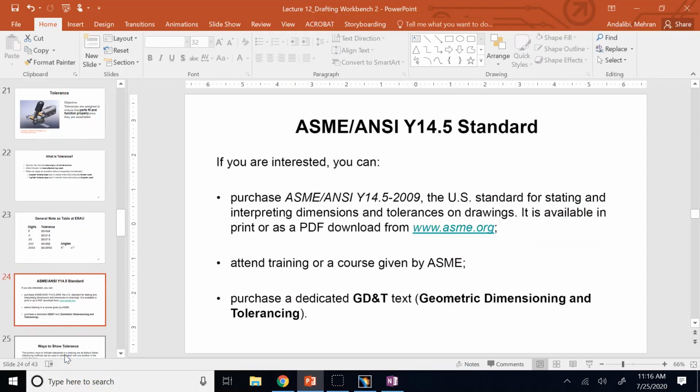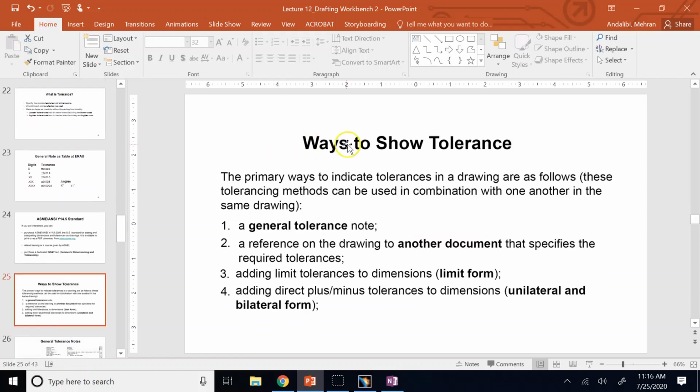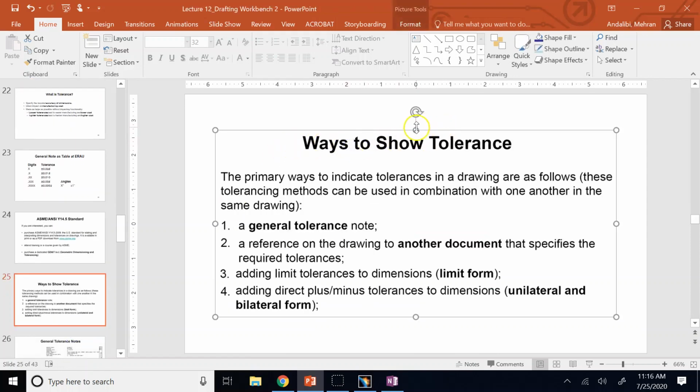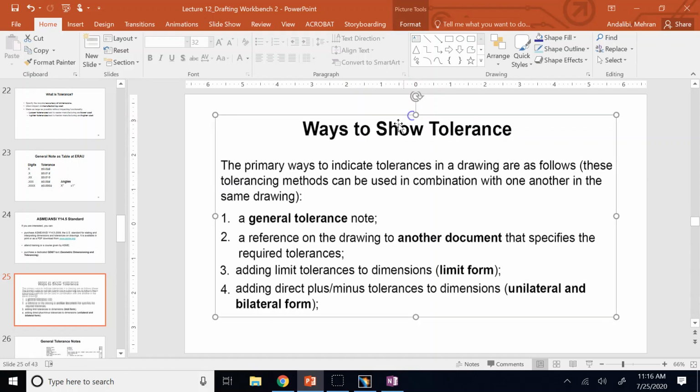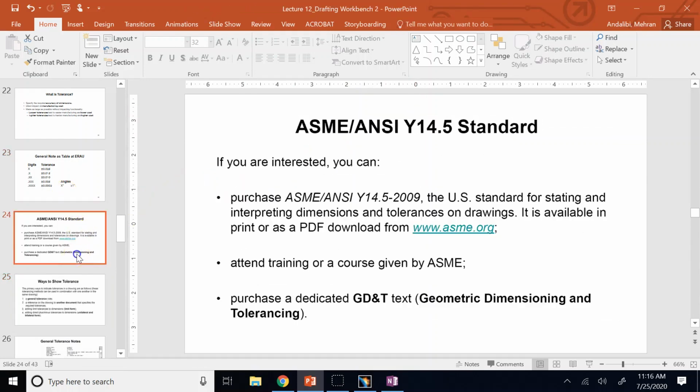Now, how do we show tolerances? Tolerance by itself is a very big topic. There are courses offered by ASME, American Society of Mechanical Engineers, or the American Standard System, ANSI, or there are books dedicated to GD&T. By the way, you might hear this word GD&T a lot. GD&T means geometric dimensioning and tolerancing, which we are seeing just an intro to it right now.